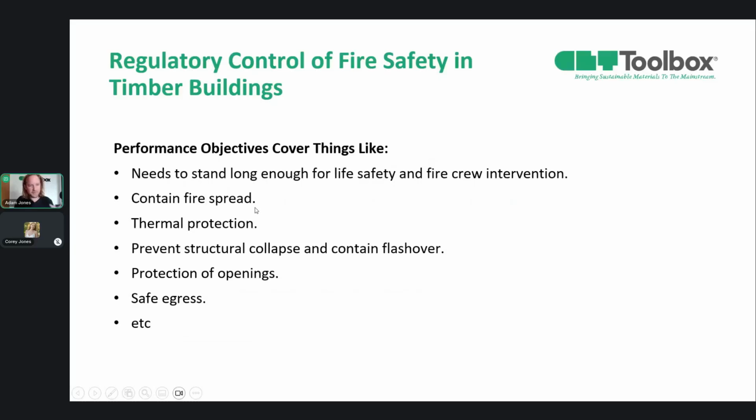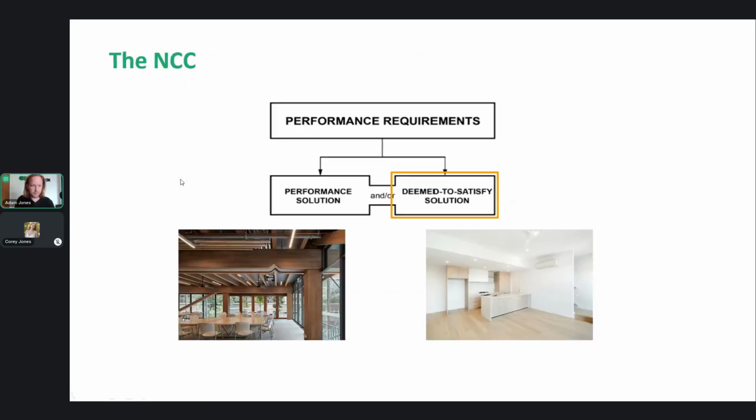So to achieve those overall goals, like I mentioned before, some of the objectives of design might be you want it to stand long enough for life safety and fire crew intervention. You want to contain fire spread. You want to have thermal protection so the fire, again, doesn't spread as well. Prevent structural collapse, of course, protection of openings, safe egress, and so forth. And to achieve some of those objectives, there are performance requirements. So in all codes, or basically all codes, there's two pathways. One is a cookbook approach, like the deemed to satisfy solution.